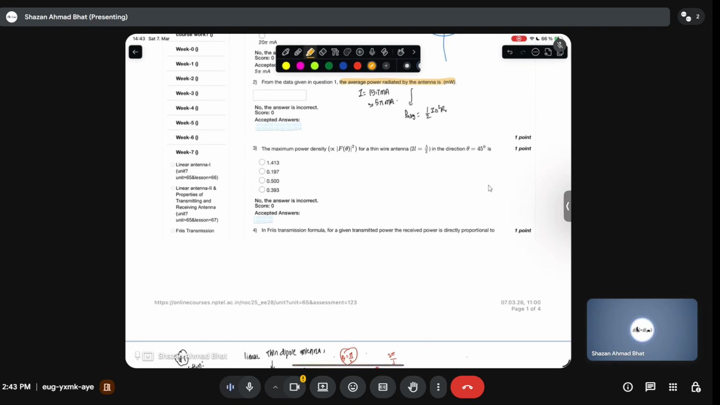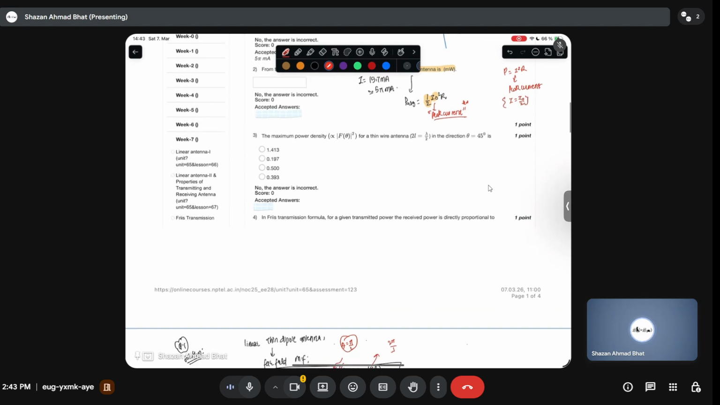And why does this half come? Because this I naught here is the peak current. So this is the peak current, and that's why there is this half term. Otherwise, you might have noticed that you write power as I square R, but when you write the I in terms of the peak current, you get I as I naught by 2. So it depends upon whether you take it as a peak current, RMS current, or what type of current you are using in this equation.